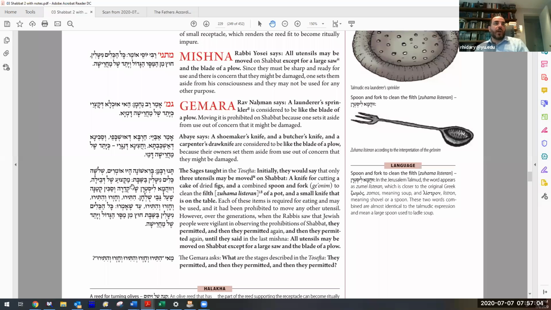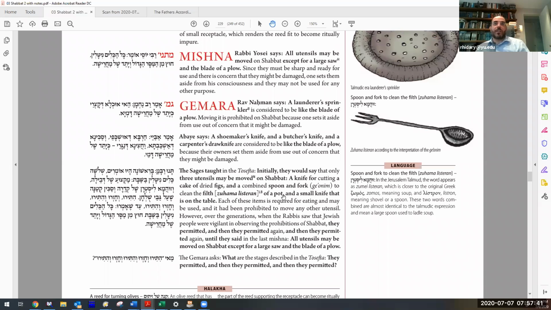What are the 3 things that were allowed? Maksua shel debela vezuhama listeran ve'shel kedera ve'sakin ketana shel gabe shulchan. A knife for cutting that cake of dried figs, the fruit roll-up, and this item, which zuhama listeran, Yonim say it's a spork. It's a half spoon and half fork. Other sources describe it, and it seems to come from Greek, zomos, which means soup, and listron, which means spoon, so a soup spoon or a ladle. So that's probably what it is.